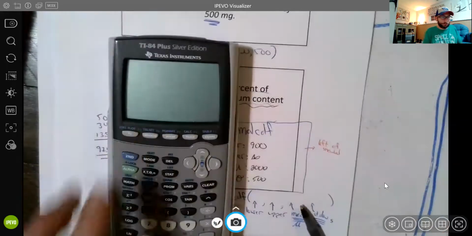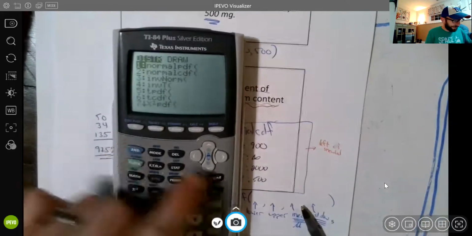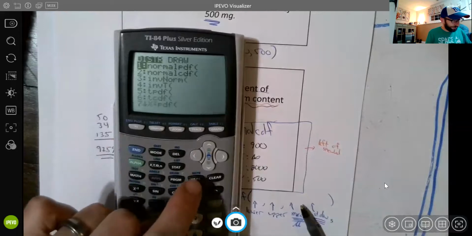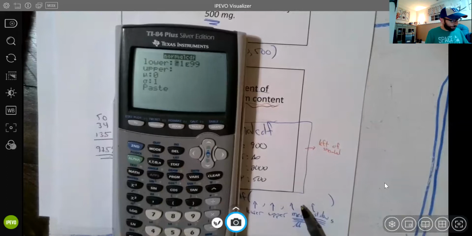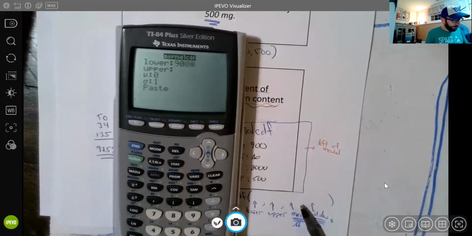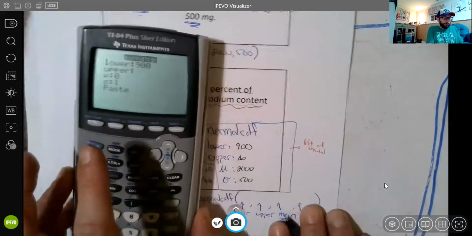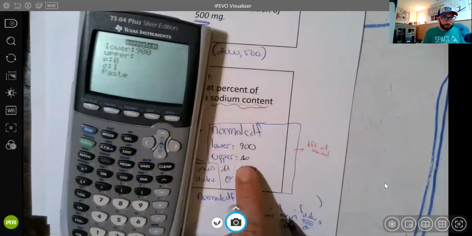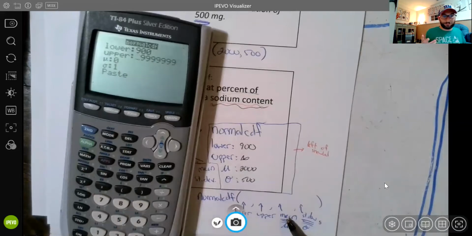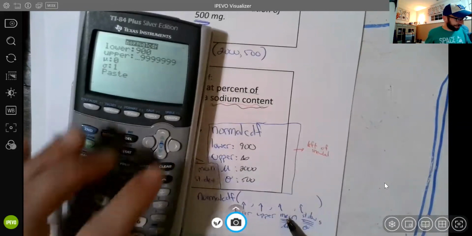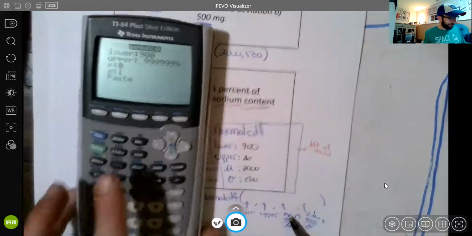So now we go to our calculator. I'm going to press second vars to go to my distribution menu. Make sure I choose Normalcdf. My lower bound was 900. Now my upper bound, our upper bound is infinity, but there's no infinity button on the calculator. So we need to represent a giant number. So we hit 9 a lot. We're trying to just represent infinity.